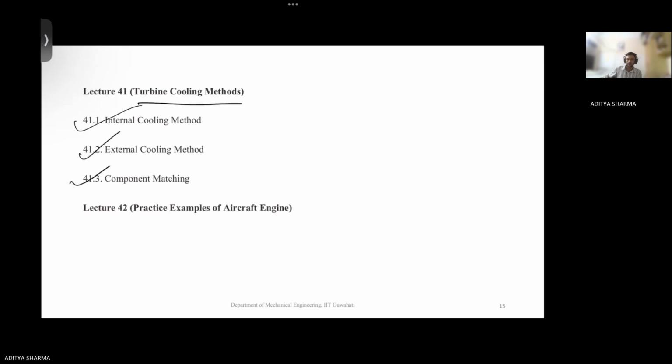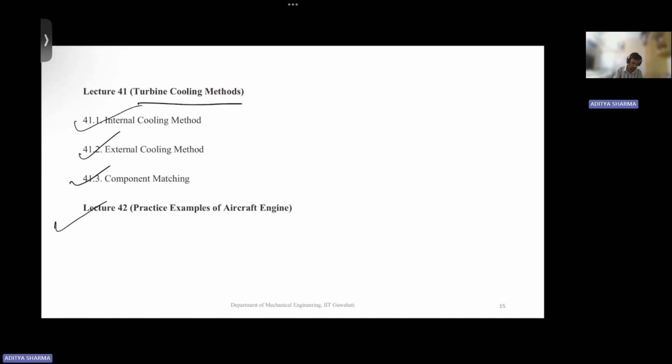When we have to understand the flow in off design conditions, we have to handle the flow in flow analysis. In that case, we do component matching. So how do we do it? We do it with the help of mass conservation, energy conservation, momentum conservation. So all these things are taken into consideration.